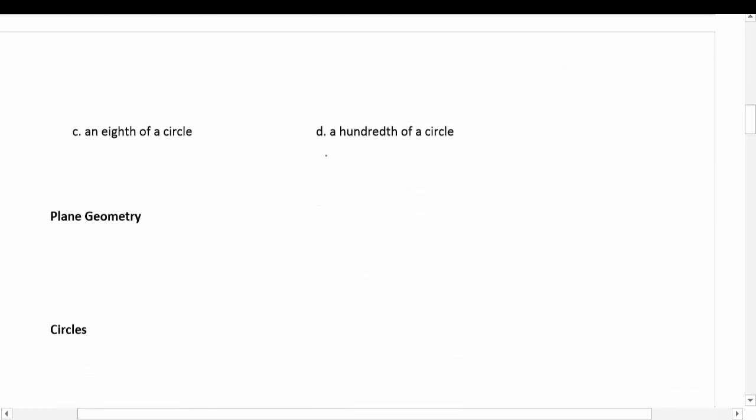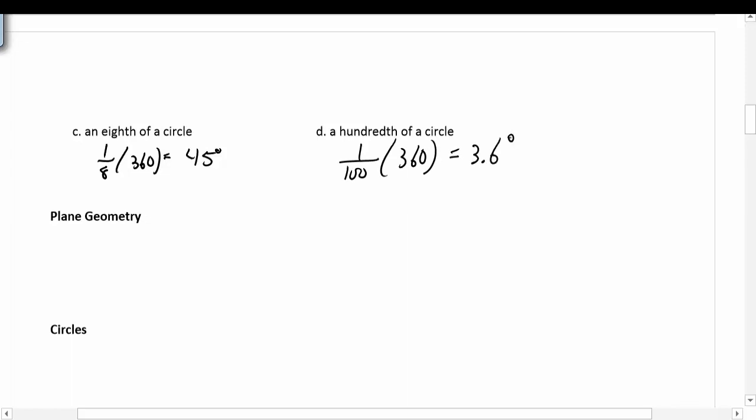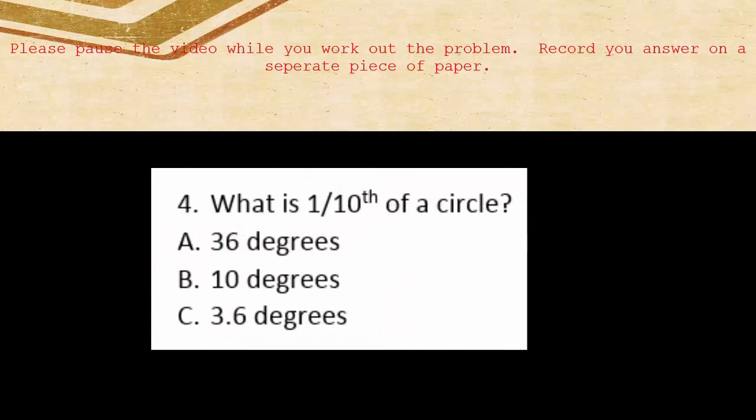An eighth of a circle, so 1/8 of 360. 360 divided by 8 is another way to think about it. It's 45 degrees. And a 100th of a circle, so 1 over 100 times 360, is equal to 3.6 degrees.